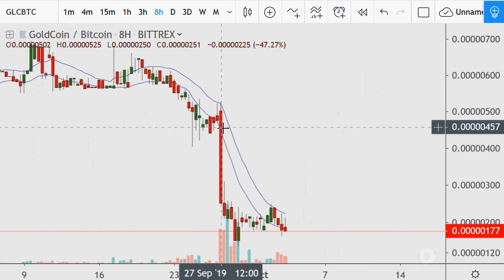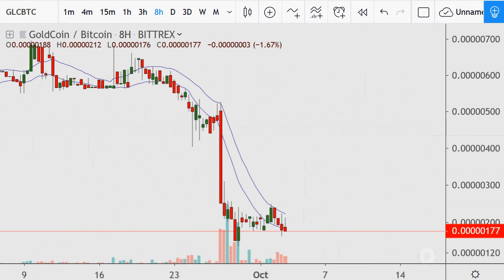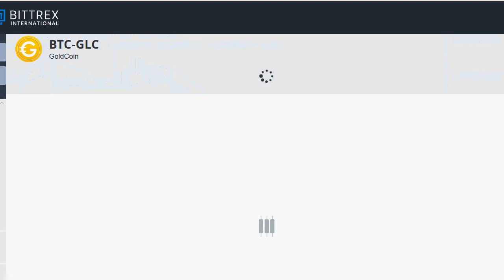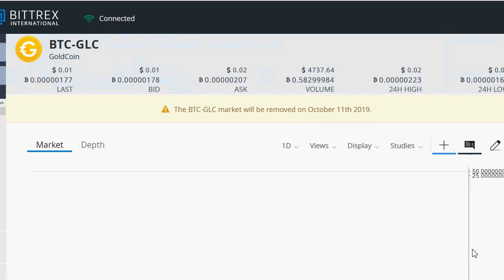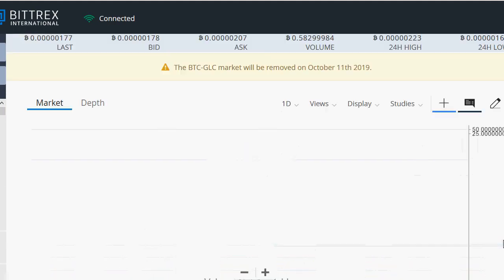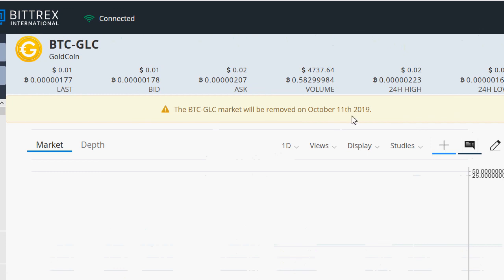So let me just clarify that it's being delisted, but I'm pretty much 98, 99% certain it has been. Now it's loading. I don't know why my chart didn't load on me, but yeah, it's going to be removed on October the 11th.